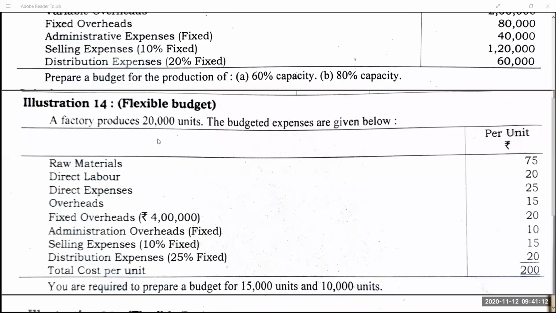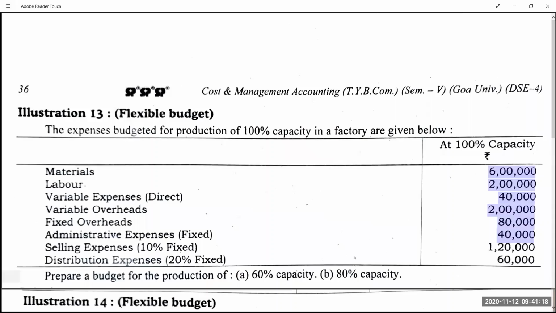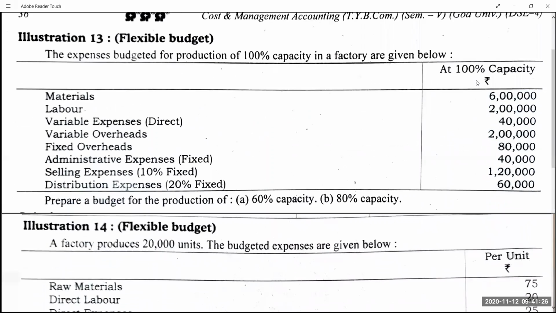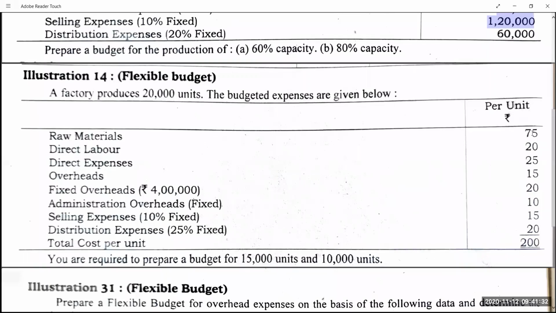Now, if you see the previous problem on flexible budget, you will find the total cost. Okay, the total cost of each expense, maybe that is direct material or variable expenses or fixed expenses. So directly the cost was given to us, right? Now this is a problem where cost is not given to us, but we are given the cost per unit.